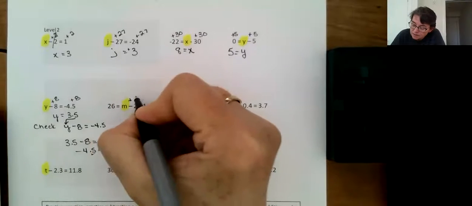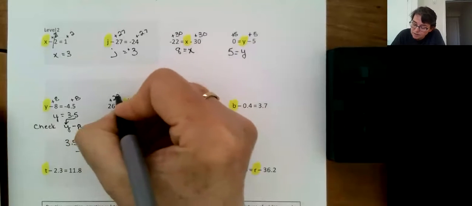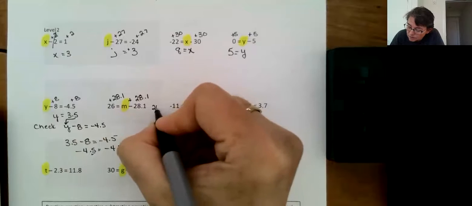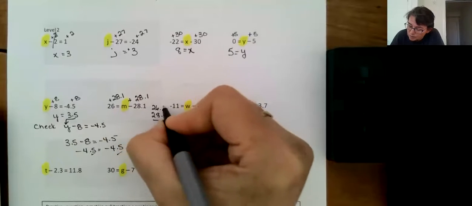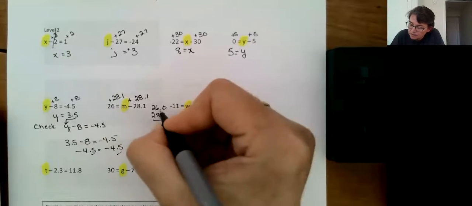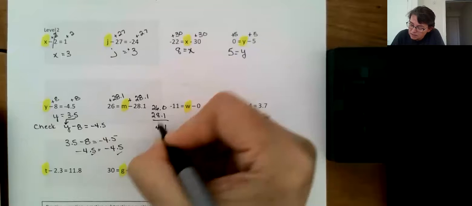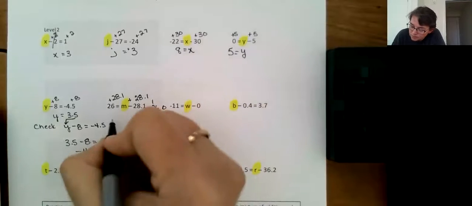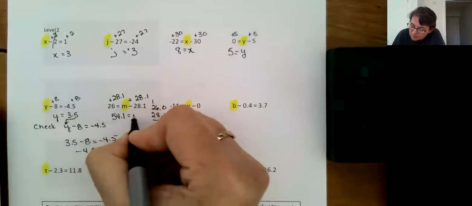So plus 20, next question, 28 plus 1. All right, old school, 28.1. If you want, you can put a 0.0 there if it makes you happy. 0 and 1 is 1. 6 and 8, oops, lost my decimal. 6 and 8 is 14, carry the 1, 54.1. So 54.1 is equal to M.